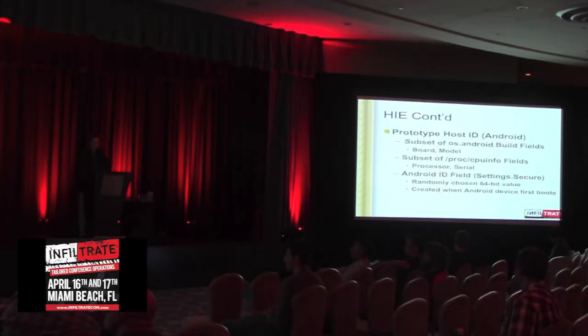For Android, it's actually much of the same. There's a subset of the android.os.Build fields, specifically the board, which is usually the code name, like Goldfish or Bravo, and the model, which would be like HTC1. We're also going to use a subset of /proc/cpuinfo, specifically the processor, usually a label, and /proc/cpuinfo, at least on the devices that I looked at, also has a serial number. So this is, again, I think, a good, unique piece of information.